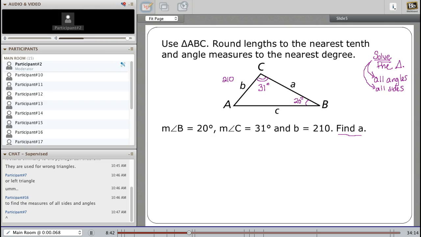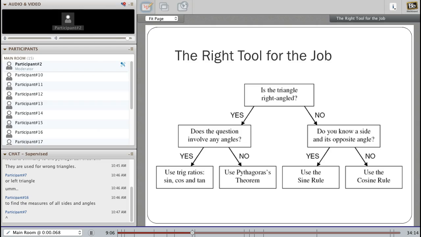So let's go back to the flow chart. Take a look at the picture. Okay, we know angle B, we know side B, we know angle C. Those are the 3 pieces they're giving us. And we could actually find angle A as well, right? Because you know that these 3 are going to add up to 180. So if we needed to, we could find that by adding these 2 together, subtracting from 180. But let's go back here, okay? So it's not a right triangle. We could figure that out.